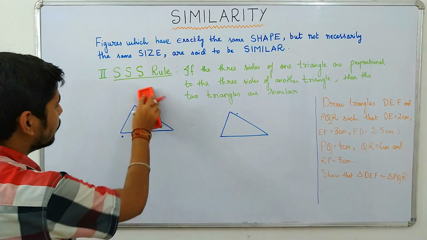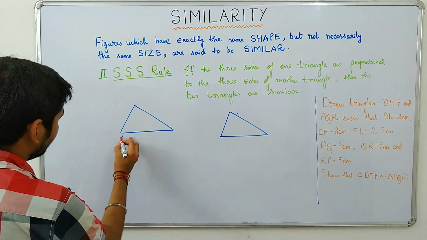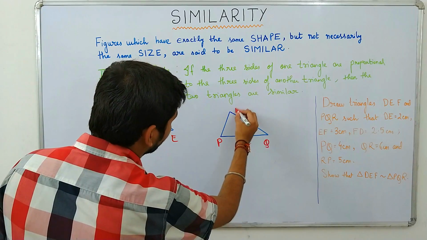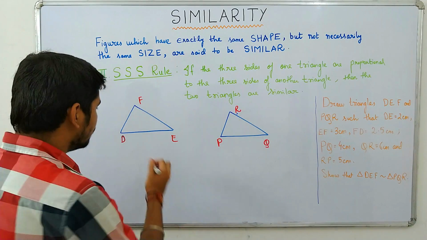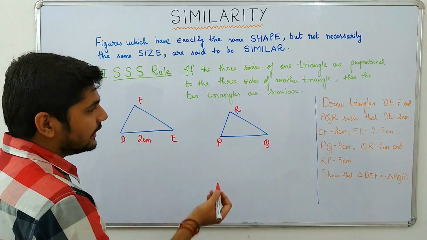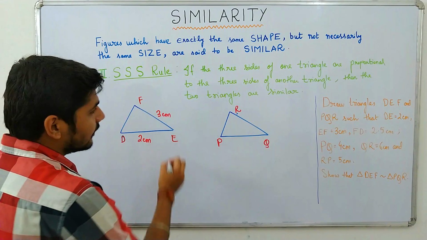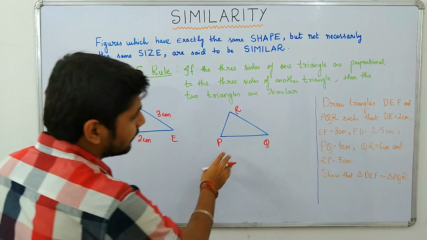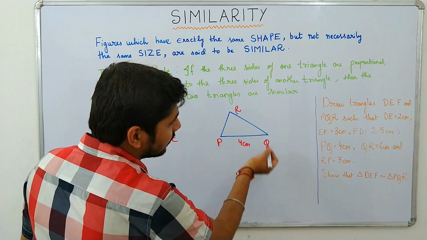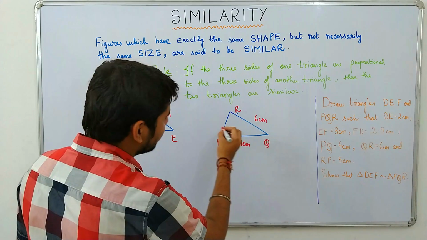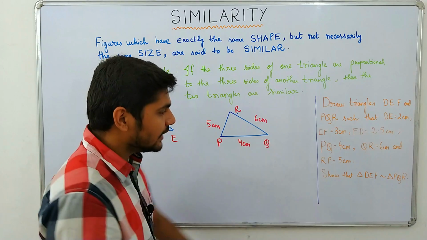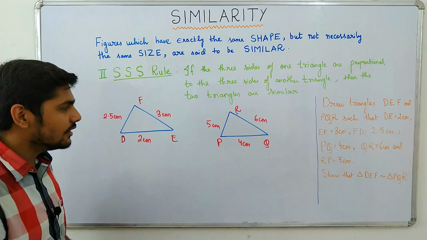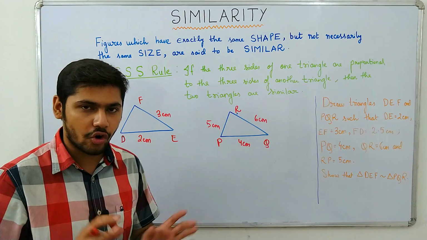Okay, what do we have? We have, draw two triangles DEF and PQR, such that DE is equal to 2 cm, EF is equal to 3 cm and FD is equal to 2.5 cm, and PQ is equal to 4 cm, QR is equal to 6 cm and RP is equal to 5 cm. So that triangle DEF is similar to triangle PQR. We'll use the SSS rule. Let's check whether the three sides are proportional or not.